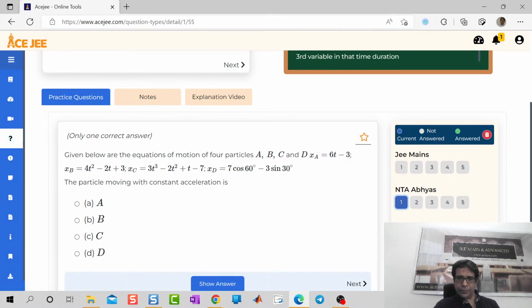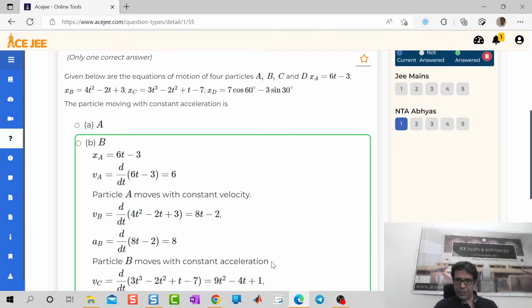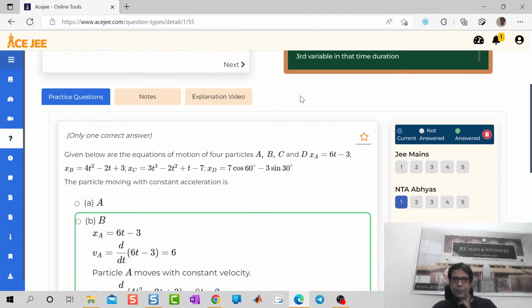हाँ ठीक है सर. This is interesting. They have said the acceleration of A is 6. That's fine. The particle A moves with constant velocity. That's the definition that they're choosing. Okay, let's move on to the next question.